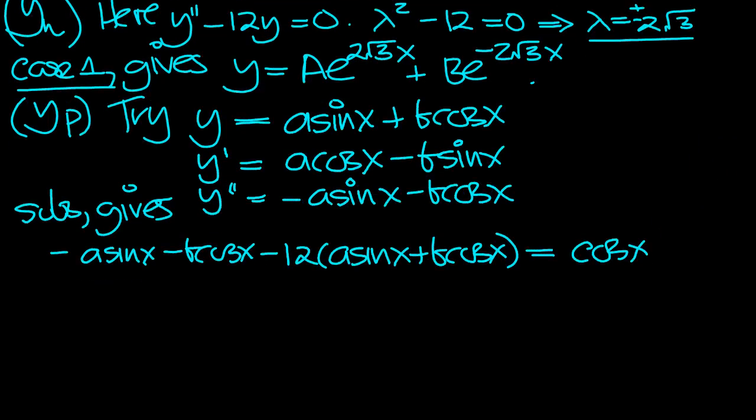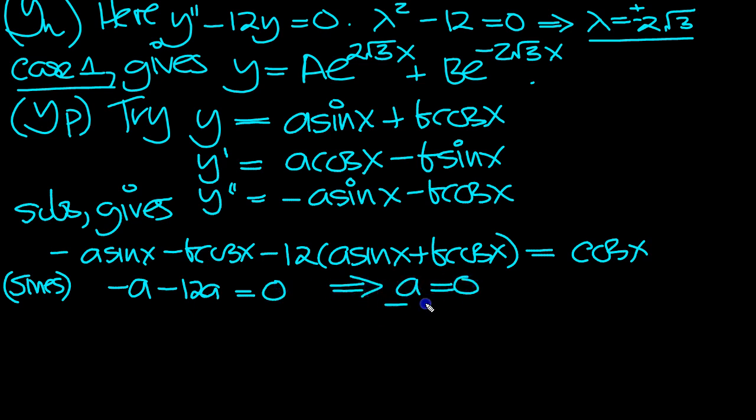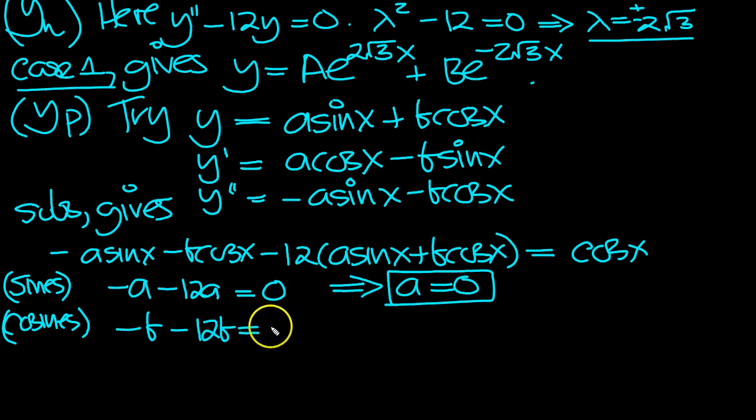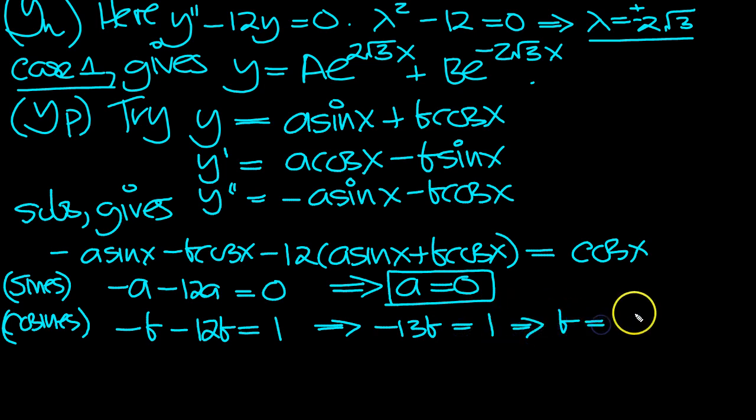So we need to equate sines and cosines. Let's have a look at the sines and see what we get there. Minus a minus 12a equals, there are no sines on the right, so that's 0, so a is 0. And the cosines now, let's equate those. Cosines: minus b, and then we get minus 12b, don't we? And on the other side, we just have 1 cos x, so it's 1. So minus 13b is equal to 1, so b is equal to minus 1 over 13. There we go.